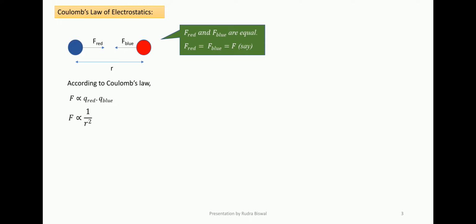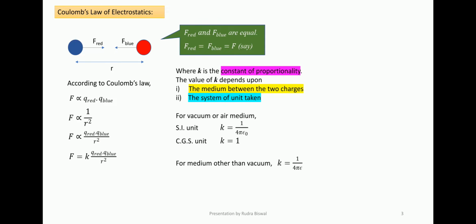Now if we combine these two expressions, we will get, now by multiplying a constant of proportionality, suppose k, on the right hand side, we can equate both sides. So what is the value of k? Well, it's a constant and its value depends on the medium between the charges. The medium between the charges may be air or vacuum or water, kerosene, oil, and so on. And also the k value depends on the system of units that we have chosen. It may be SI unit or CGS unit.